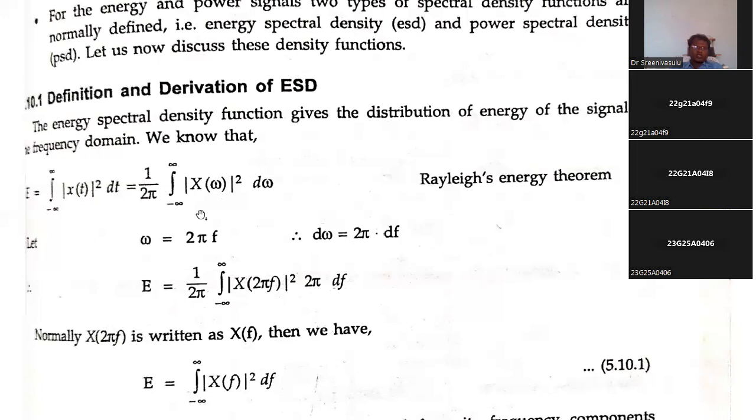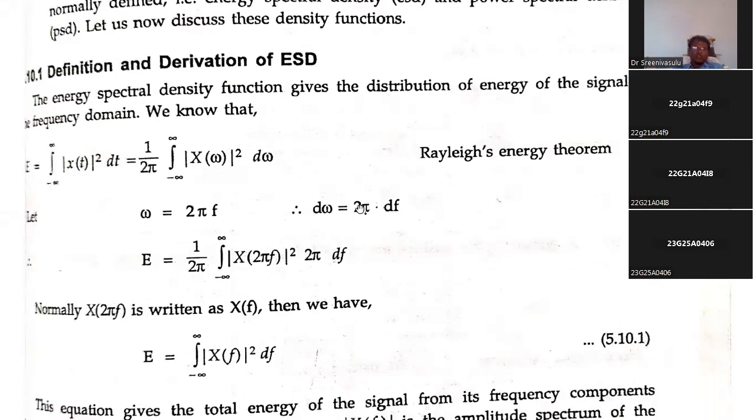We already know this derivation, how it is going to be obtained. Magnitude of x of t whole square: x of t is one signal, another one is x of t complex conjugate. Now you substitute this x of t formula, 1 by 2 pi integral from minus infinity to infinity of X of omega into e power j omega t d omega, complex conjugate. This Parseval's theorem derivation is already available in our Fourier transform concept. You go through that one.